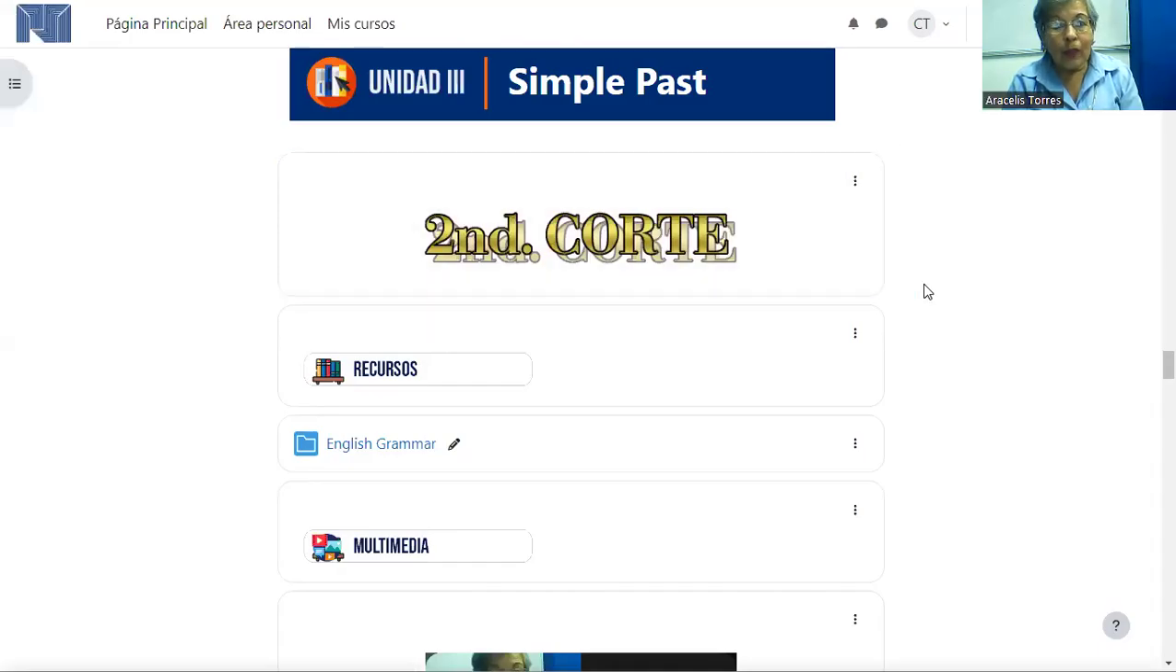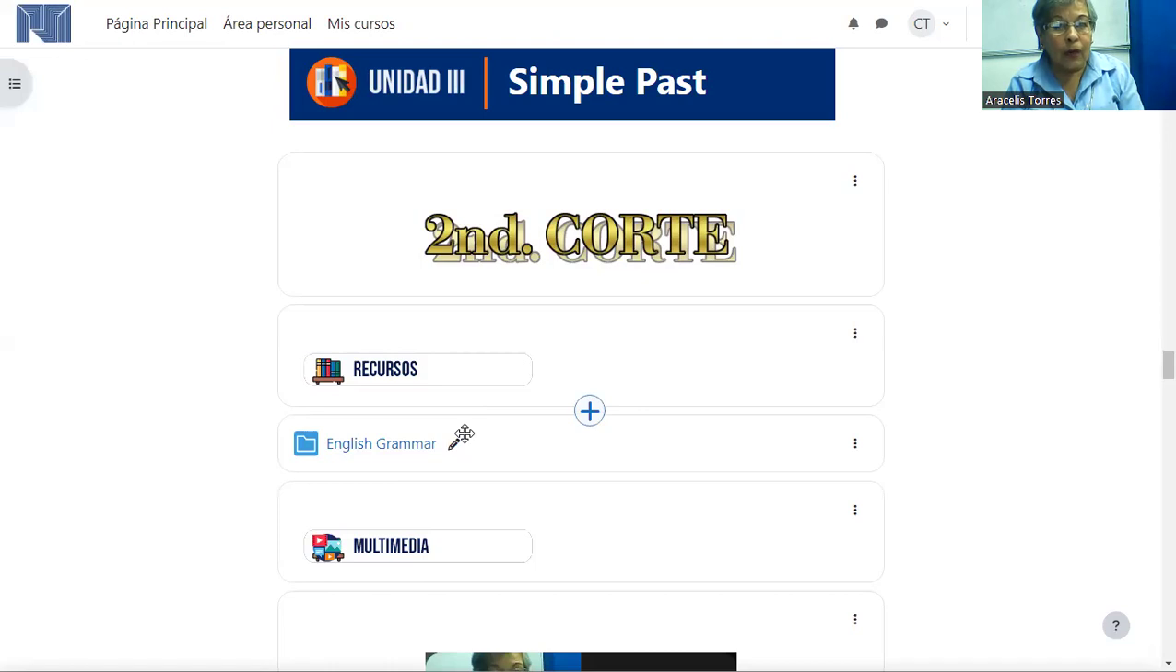Good afternoon. Here we are in the second court. We are going to explain what the simple past is, because it's the first part of the second court. Okay, its value is 10%.